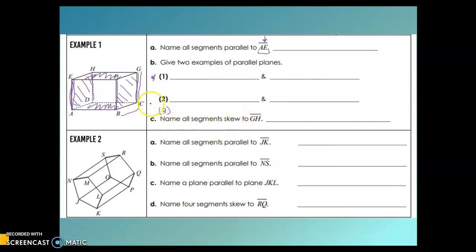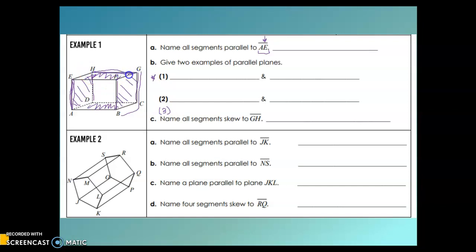And last in this section, we want to name all the segments skew to GH. Now, I know that my colors are getting kind of hard to see here, all of that purple, and I was going to try and switch ink colors, but it doesn't look like I can, so we're going to have to stick with purple. We're going to name all of our segments skew to GH.